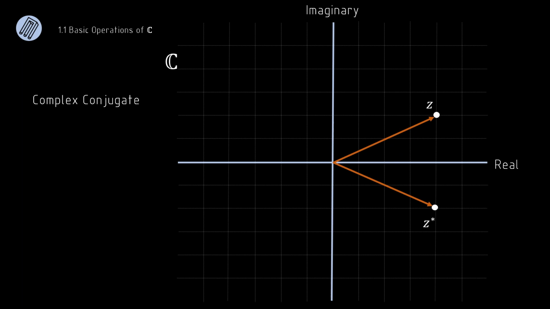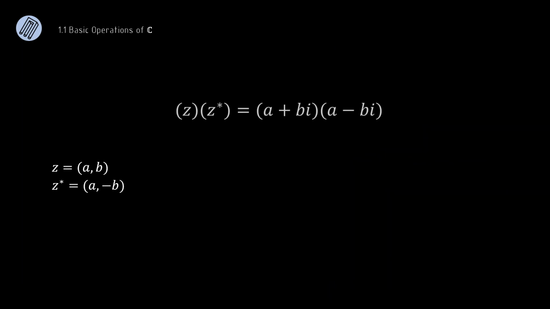Essentially, we just reverse the sign on the imaginary part. That's it. That's all the complex conjugate is. But we can use the complex conjugate to understand division. If I take any old complex number, call it z, and I multiply it by its complex conjugate, I see that the result is a squared plus b squared.